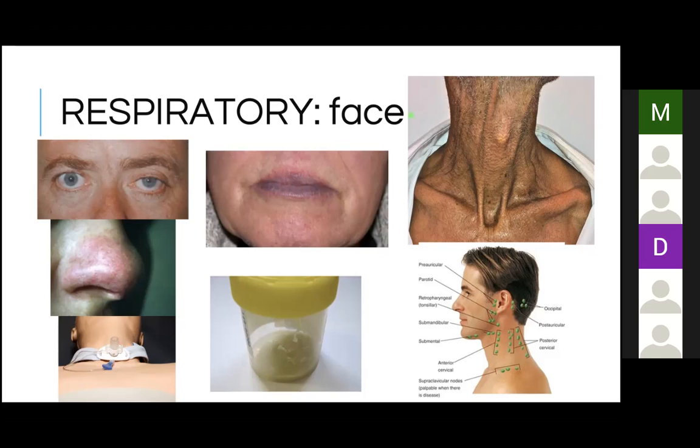Also, sorry, this image is also showing that there's an enlarged lymph node here. So here, do you all see that? You can just say yes in the chat or no. So that's actually a Virchow's node.